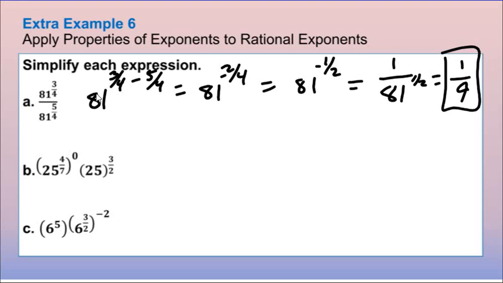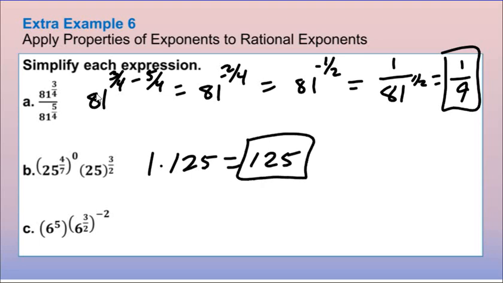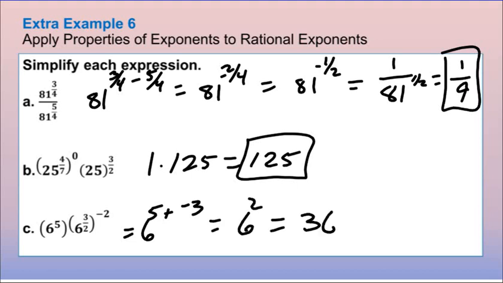And letter B, anything raised to the 0 power is 1. And the square root of 25 is 5, and 5 raised to the 3rd power would give us 125. Our answer would be 125. And the last one here, we have 6 to the 5th. You multiply like bases, you add the exponents. So this would be negative 6/2, which would be negative 3, which will give us an answer of 6 squared, an answer of 36.